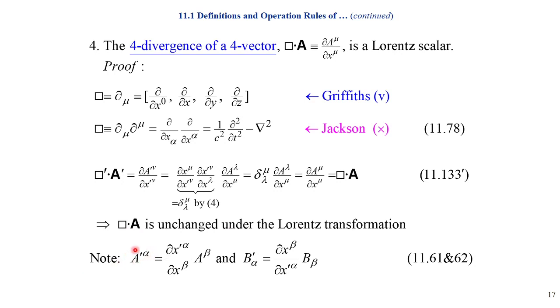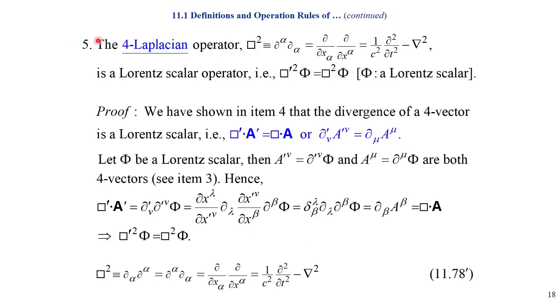Note, we always change a component from prime to unprime or from unprime to prime. Use these notations. Okay, property number 4. Property number 5. I just promised you to correct Jackson's typo. Jackson actually should have defined it as this one, not without the 2.